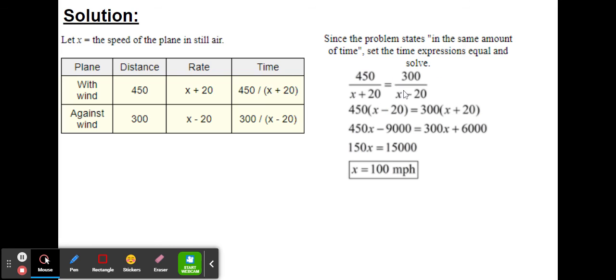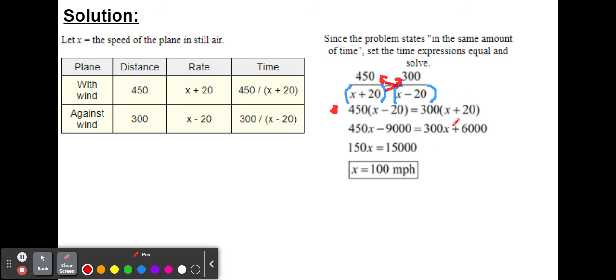And so now we have a proportion over here to solve, and we can kind of just cross multiply. So a little bit on that. First, make sure you're putting parentheses around the expressions with more than one thing, because then when you cross multiply, like so, that is what's happening in this second step. And you can see the 450 times the x minus 20, and then 300 is x plus 20.